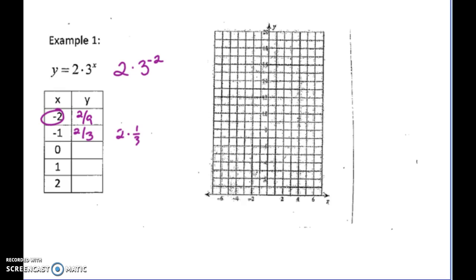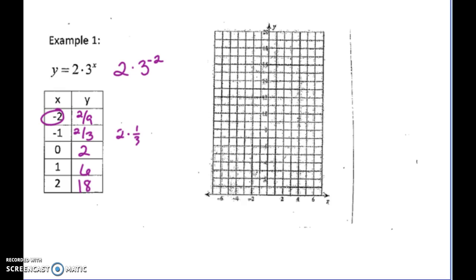Now we're getting to where we should have some easier numbers to work with. So 3 to the 0 we know equals 1. 2 times 1 is 2. 3 to the first is 3. 2 times 3 is 6. And 3 to the second is 9. So 2 times 9 is 18. And that's why you kind of have a funny looking graph over there. Hopefully it looks better on your paper than on my screen.